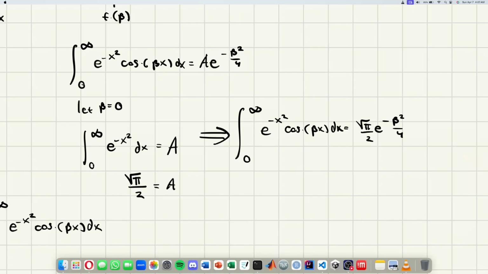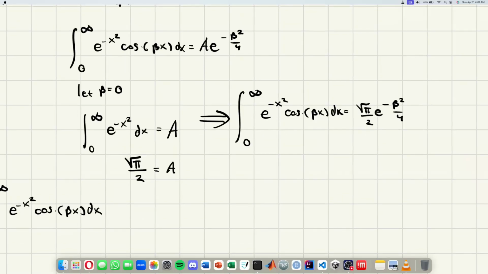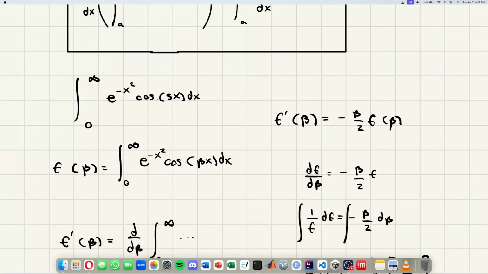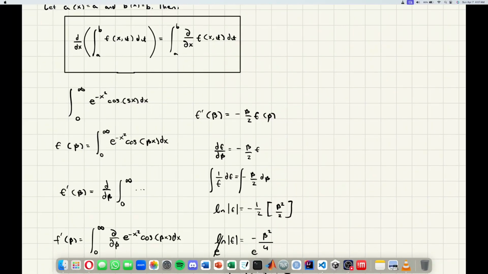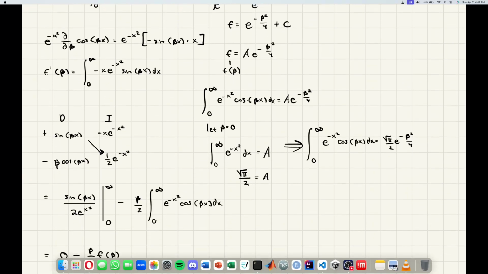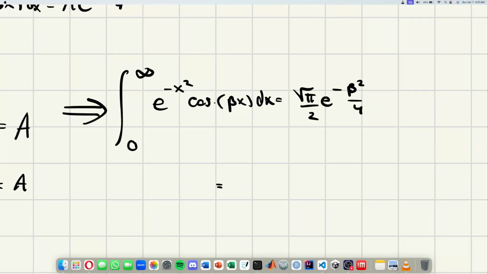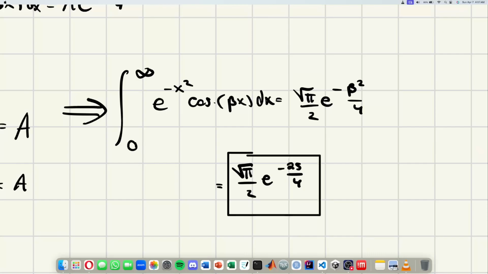Well, not entirely. This was not our original integral, if you remember. We started with cosine of 5x, and we parameterized it as beta. So all we have to do to find this is replace our beta with our original value for beta, which was 5. So we'd get square root of pi over 2 e to the negative 5 squared over 4, which is negative 25 over 4. And this is the solution to our integral.